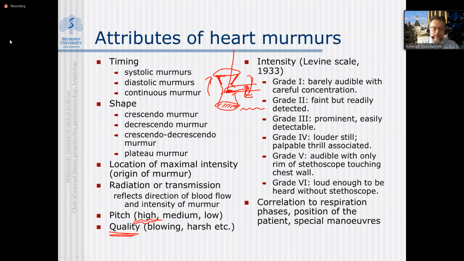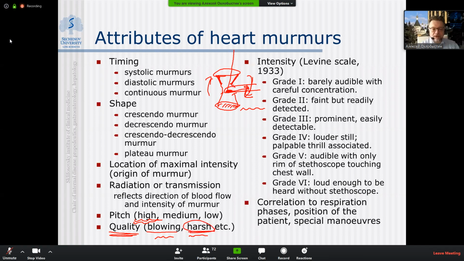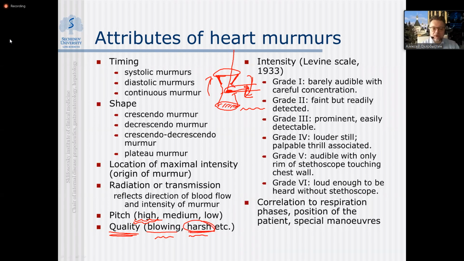Quality, that may require some kind of musical education, whether it's soft blowing, whether it may be rough and harsh murmur. And that's important because it's typical for some certain valvular heart diseases. Typically, a lot of mitral murmurs will produce harsh. Mostly aortic will be soft and blowing, though aortic stenosis quite often will produce harsh murmur of low pitch. So it depends upon certain specific disease, and you have to know which quality of the murmur will be associated to which valvular heart disease.